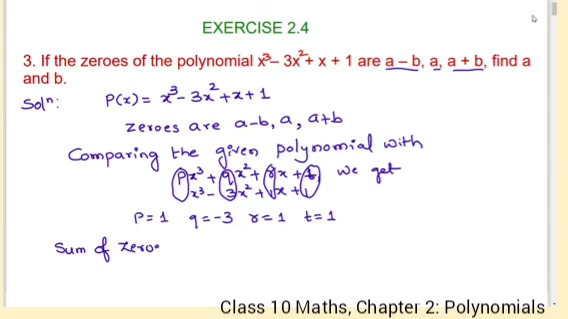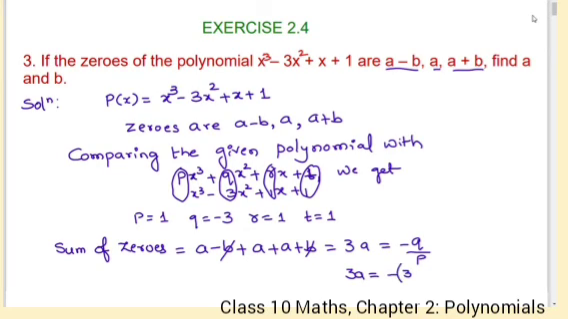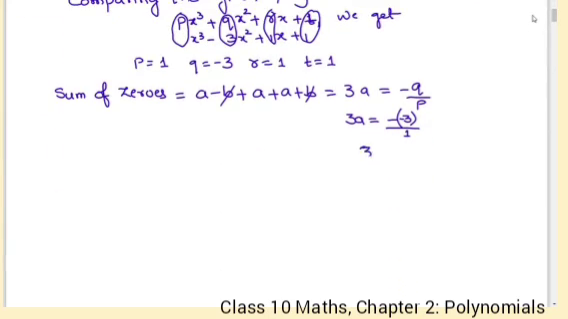Now find the sum of zeros, that is a minus b plus a plus a plus b. So these are the three terms you have to add, that becomes 3a, which is equal to minus q by p. Now 3a is equal to minus q by p, which is minus of minus 3 by 1. It becomes 3a is equal to 3, hence a is equal to 1 now.